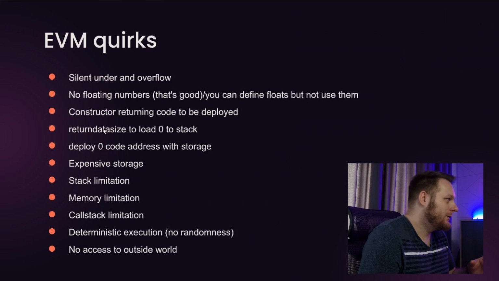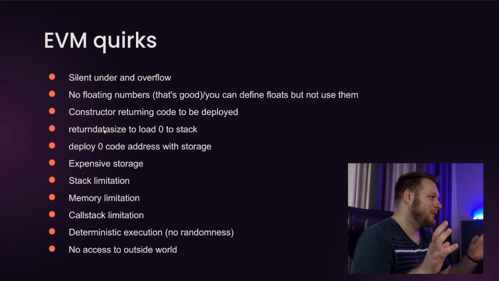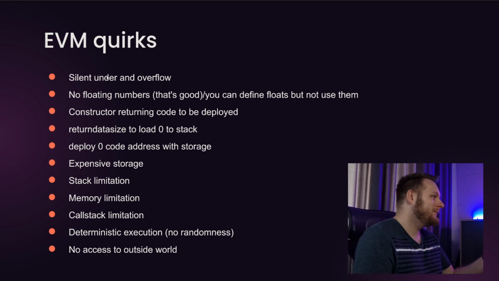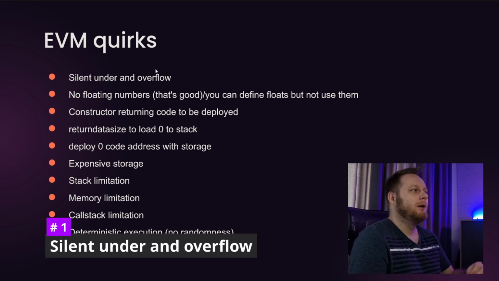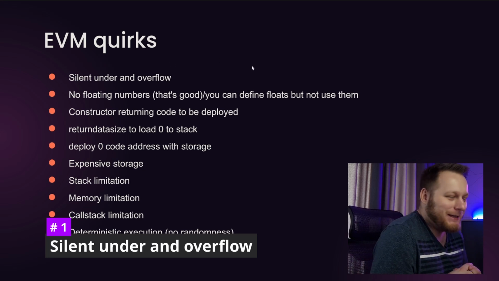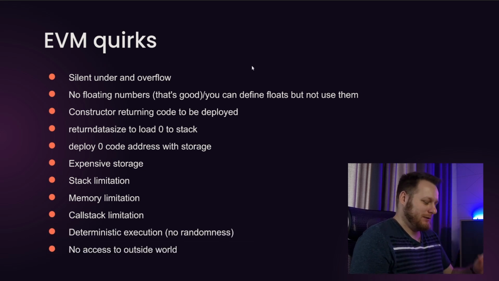And now we will quickly go through some of the EVM quirks that might be strange. I also want to shed some light on them, why they are done like that. So those are the list of quirks I prepared for you today. First one is silent underflow and overflow. This is what you already saw in the previous episodes.